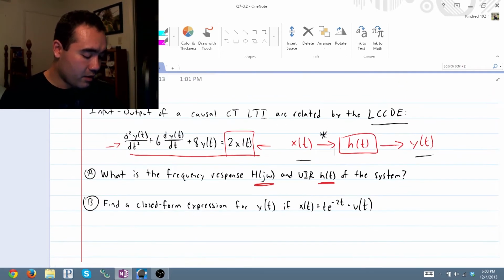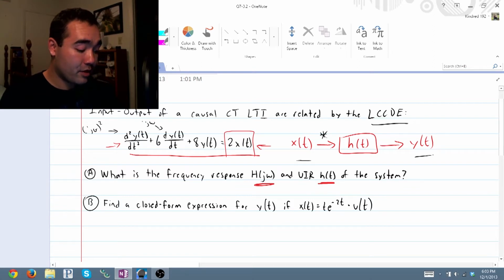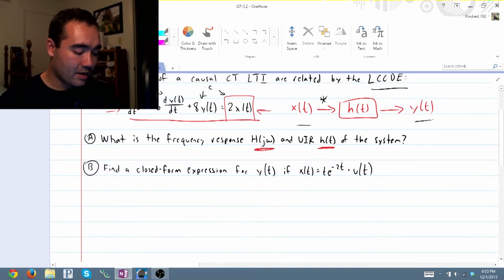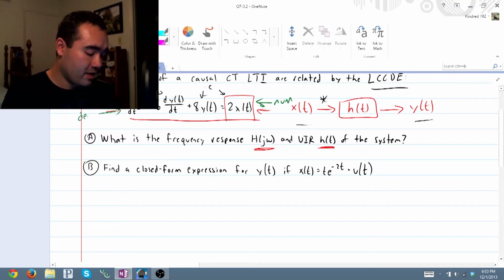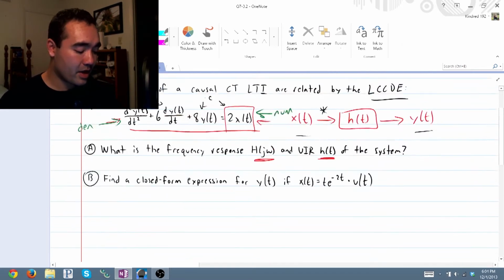Just like with Laplace transforms, we're going to replace our double derivative and our single derivative with a variable squared. In this case, because we're in the frequency domain, it's j omega. Our functions are just going to be represented as constants. And the trick to this, and you may remember this from differential equations, is our input is going to be in the numerator of a fraction that we're going to write, and the output is in the denominator.